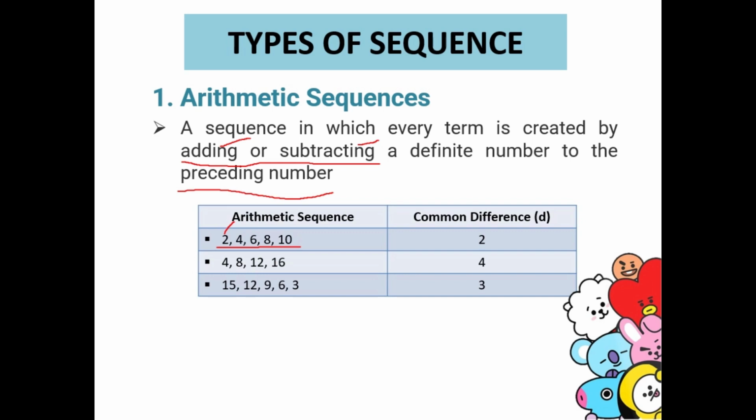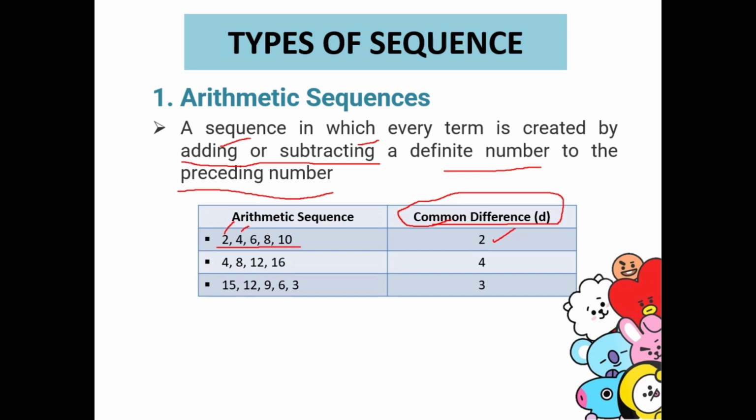And in order to solve for 4, there should be a definite number, and that definite number is what we call the common difference. When we say common difference, it is the difference between our number 4 and number 2, or the second term and the first term. Sir, how did we identify that the common difference is 2? Again, we add or we subtract. And in this case, we are adding 2 to our preceding number.